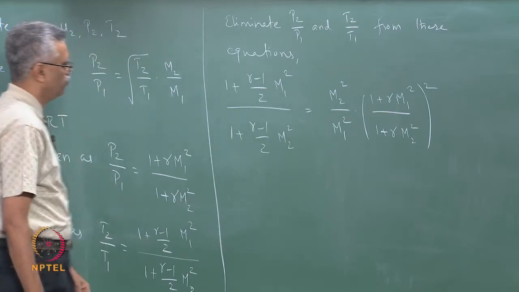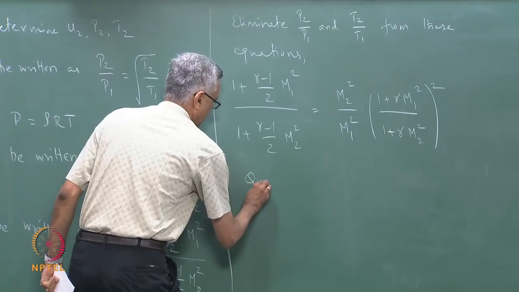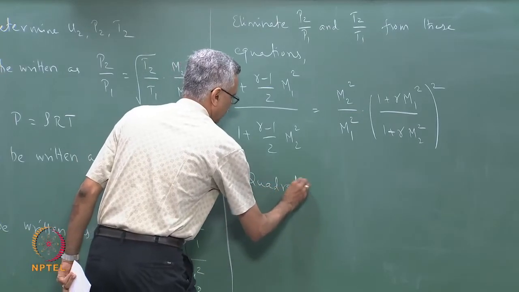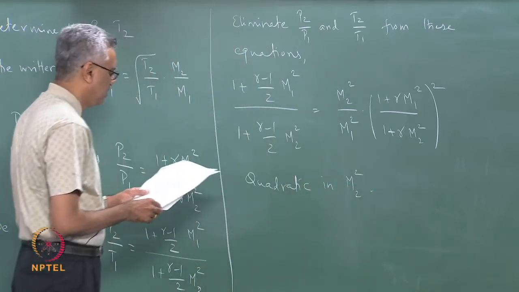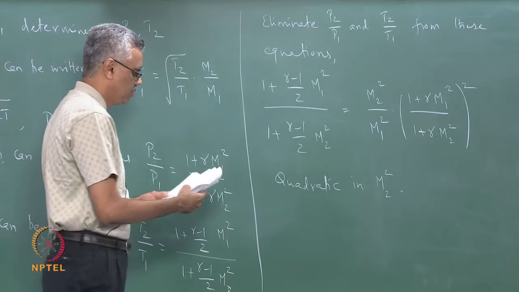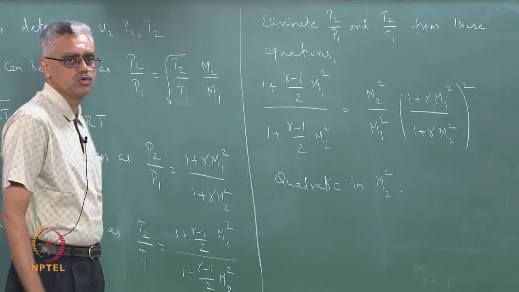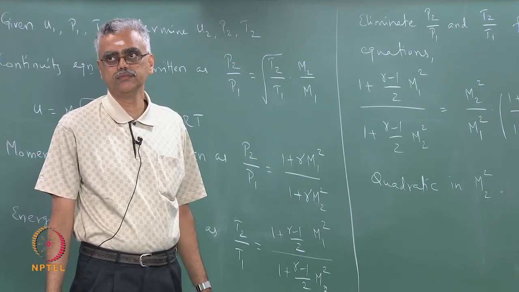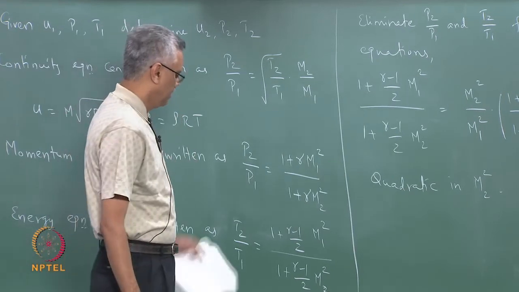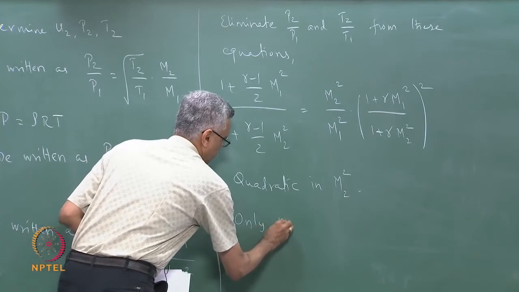This equation looks formidable, but it actually is not. If you look at this equation, this is actually a quadratic in M2 square. So it is not a very difficult equation to solve. If it is a quadratic in M2 square, how many solutions is it going to have? 4 solutions, right? And the only meaningful solution from this equation looks like this.